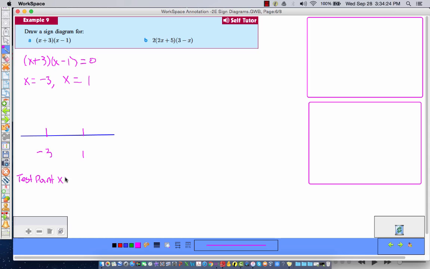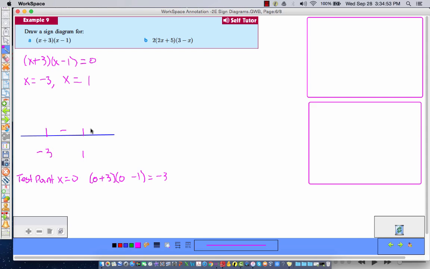Is x equals 0, and that's for this interval right here. And so I replace it in the original function, so that would be 0 plus 3 times 0 minus 1. So that's really 0 plus 3 is 3, 0 minus 1 is -1, 3 times -1 is -3, and I really don't even care about the number part, I just care about the sign.